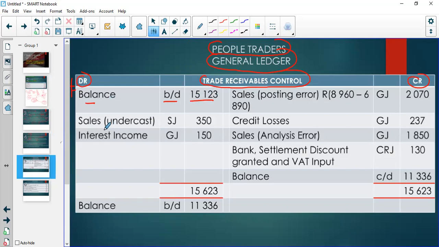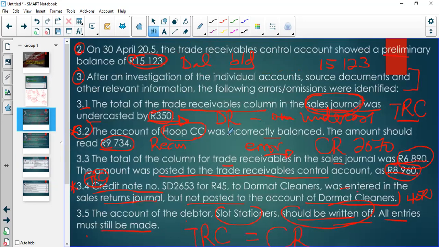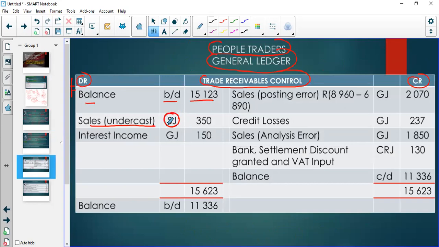All right. And remember, we had sales that were undercast by 350. So we're going to make an entry using the sales journal, right? We have to add that 350 there. And remember, we had interest income, and the interest income is going to be posted using the general journal. So your examiners would want you to demonstrate that you know the journals that we used to record the transactions. Then remember that we had this sales, which is a posting error, right?